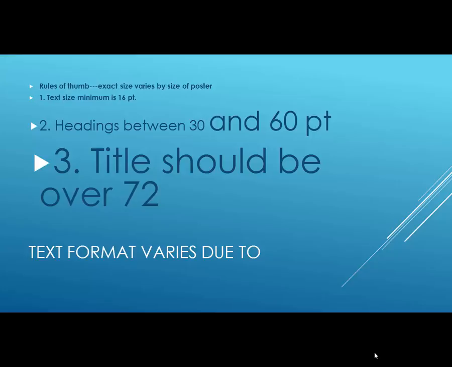Text format. Do not use more than 2 fonts, I would recommend, on your poster. The minimum text size for a poster is 16 point. Headings should be between 30 and 60, generally speaking, and the poster title should be around or over 72 point. These sizes can vary a little bit based on the physical dimensions of the poster itself, but these are some rules of thumb to follow.